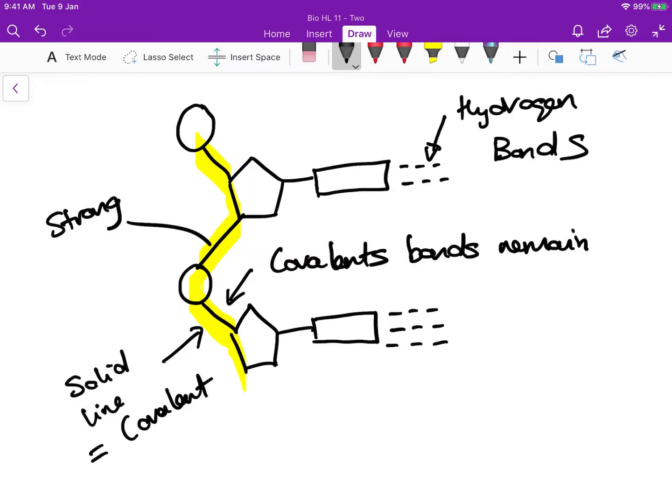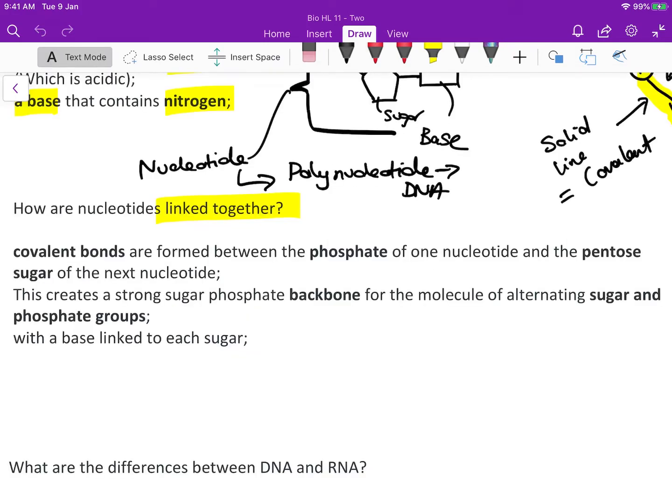Okay, so this is why we call it a sugar-phosphate backbone, because we're going phosphate to sugar to phosphate to sugar, and we're using covalent bonds between these carbons. So here's our quick summary. How a nucleotide is linked together: it's through covalent bonds that form between the phosphate of one nucleotide and the pentose sugar of the next nucleotide.